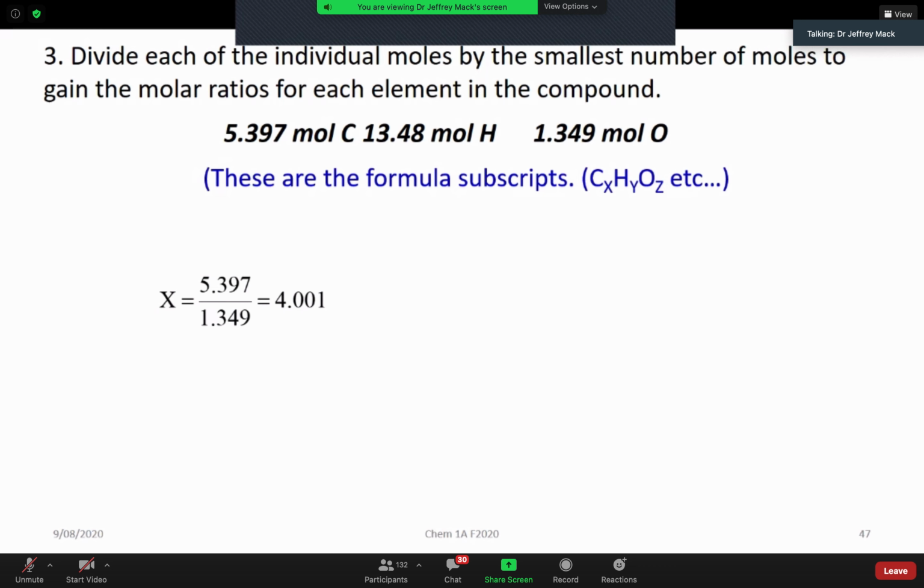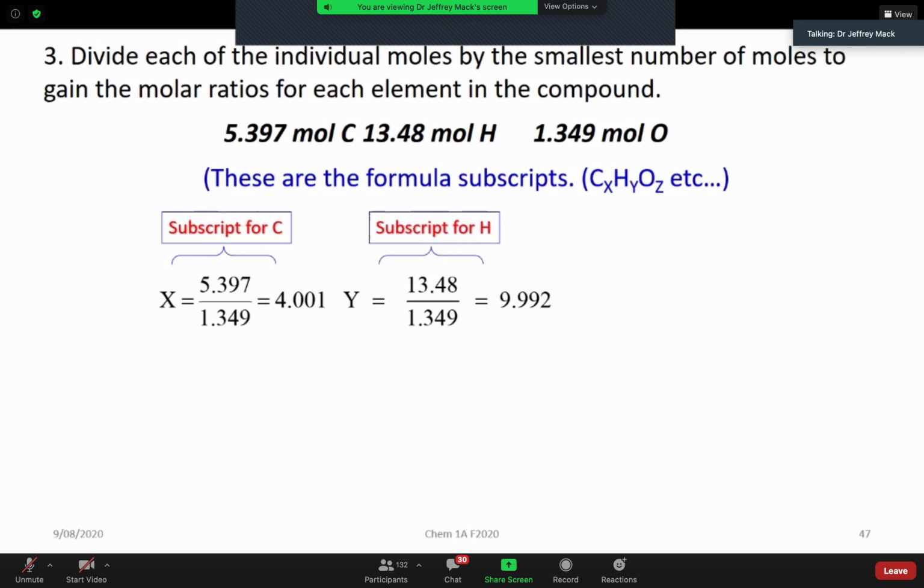So to figure out the subscript for my carbon, I would take the moles of carbon, which is 5.397, divided by the smallest moles, which was 1.349 for the oxygen. So that's my subscript for the carbon. To find the subscript for my hydrogen, I would take the 13.48 moles of hydrogen divided by the smallest moles, which was 1.349 moles of oxygen. That's my subscript for the hydrogen. And then I would take the moles of oxygen and divide it by itself just to make sure my calculator's working. You never know when that thing's going to go haywire, right? Just make sure it gives me a 1. And so that's the subscript for my oxygen. And we see we get pretty good whole numbers, don't we?